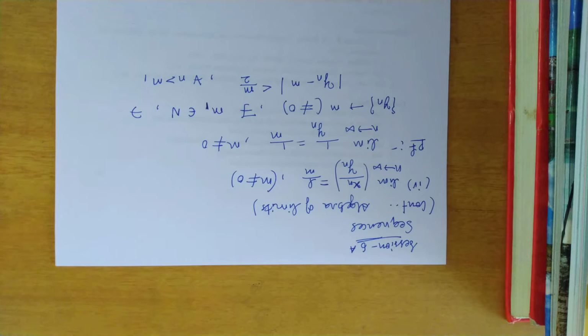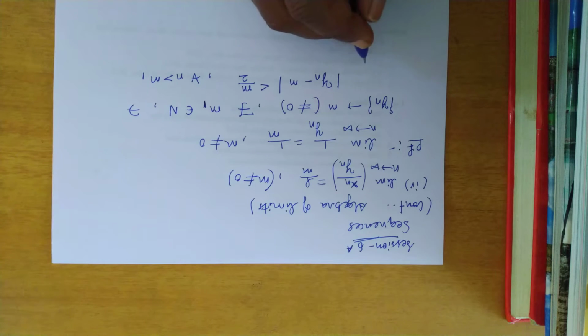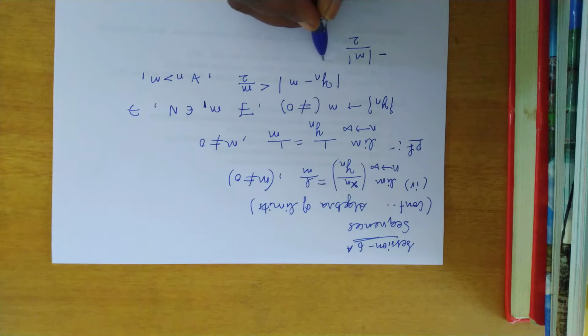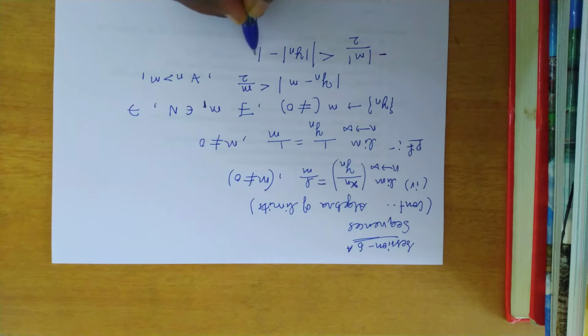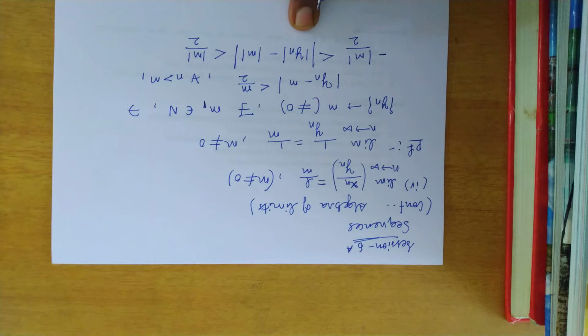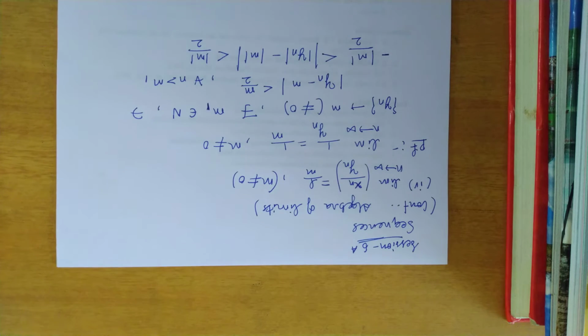So now by choosing this, let me choose the values in such a way that minus modulus of m by 2 is less than modulus of yn minus modulus of m is less than modulus of m by 2. Let me choose the positive quantity like this. Since we proved in the previous theorem that if it is convergent, then its modulus is also a convergent sequence, we are able to write it like this.